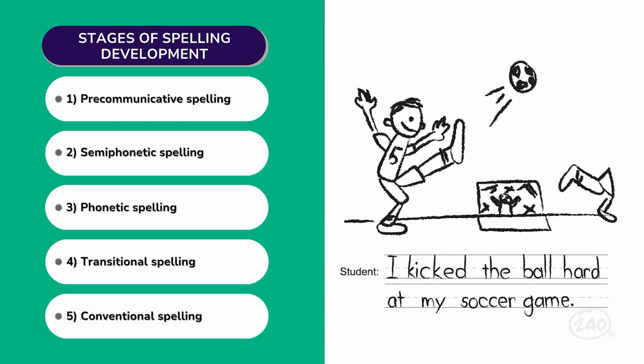Last is the conventional spelling stage, when a student can apply knowledge of letter-sound relationships, general spelling rules, and morphology in their spelling. The child is better able to recognize misspellings and the spelling in their writing as generally correct.